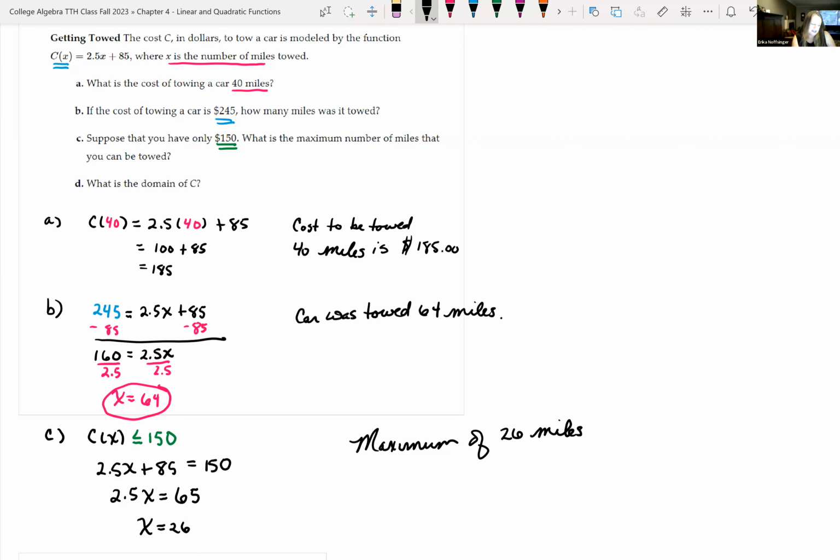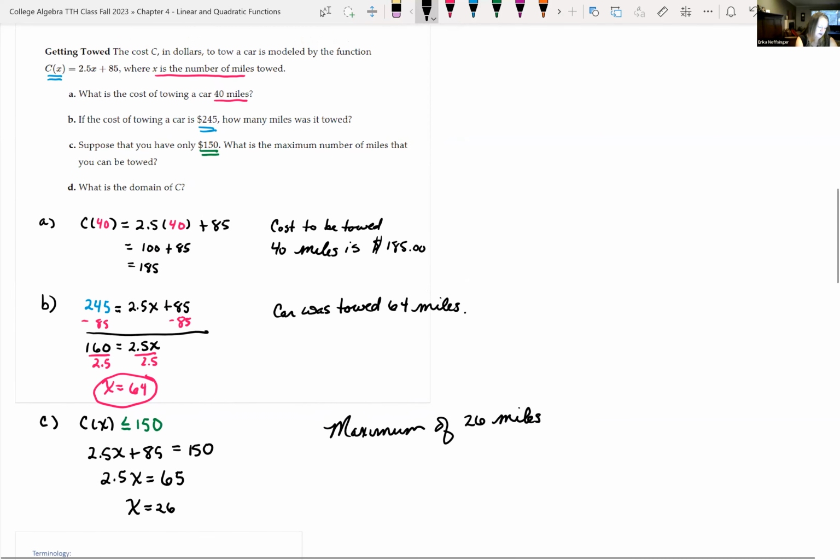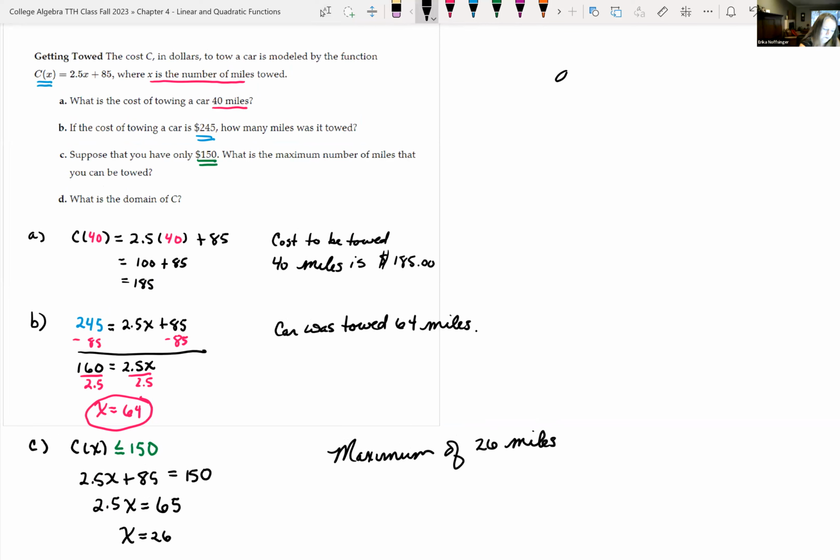And then part D, what is the domain of C? When we're looking at the domain, we need to think about our word problem. We're talking about getting towed. We're talking about x being the number of miles being towed. So it doesn't make sense to be towed a negative number of miles. And so I know that x should be greater than or equal to 0.